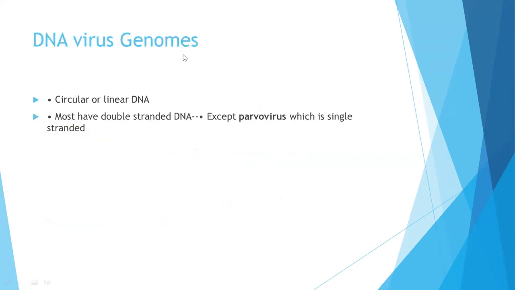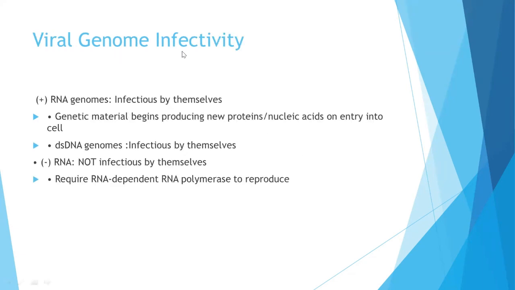DNA virus genome. They can be either circular or linear DNA. Most have double-stranded DNA, but in the case of parvovirus, there is only single-stranded DNA. So parvovirus is one exception. Now, viral genome infectivity. The positive RNA genomes cause infection by themselves. The genetic material begins producing new proteins or nucleic acids on entry into the cell right away.